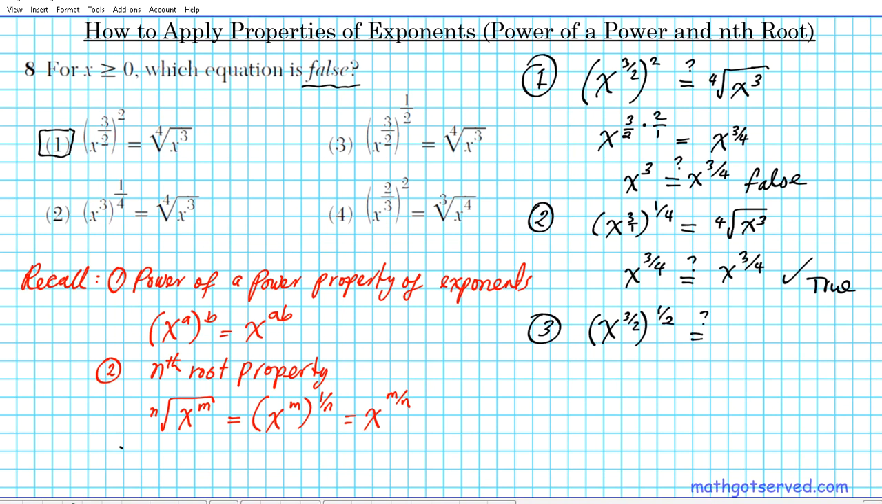Is that equal to the fourth root of x to the third? Using the power of a power property, multiply the powers, you have x to the 3/4. Is that equal to the right side? Use the nth root property, x to the 3/4. Are they the same? Absolutely. Statement 3 is true.